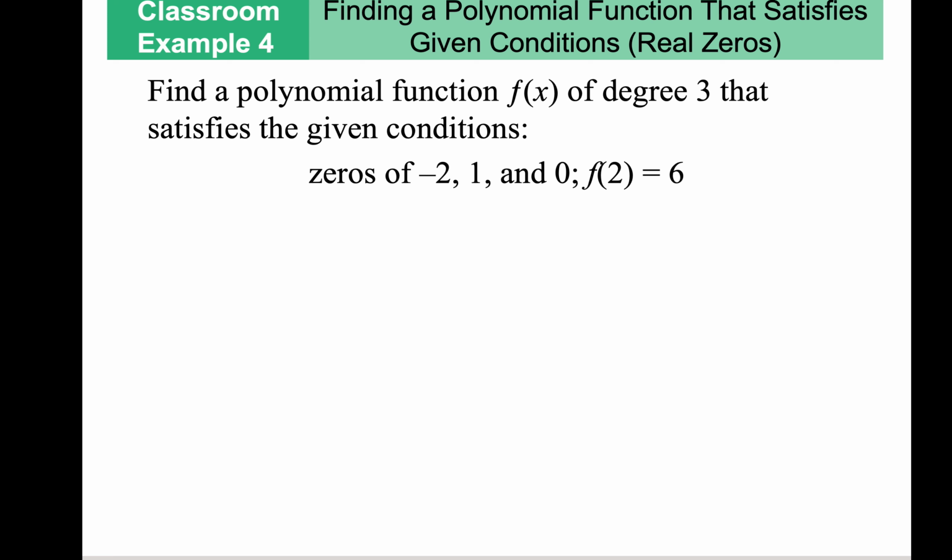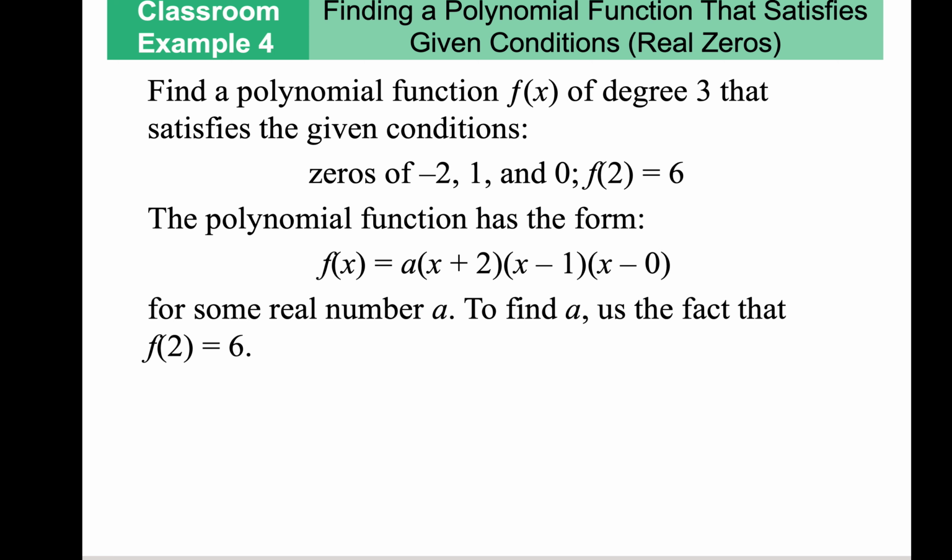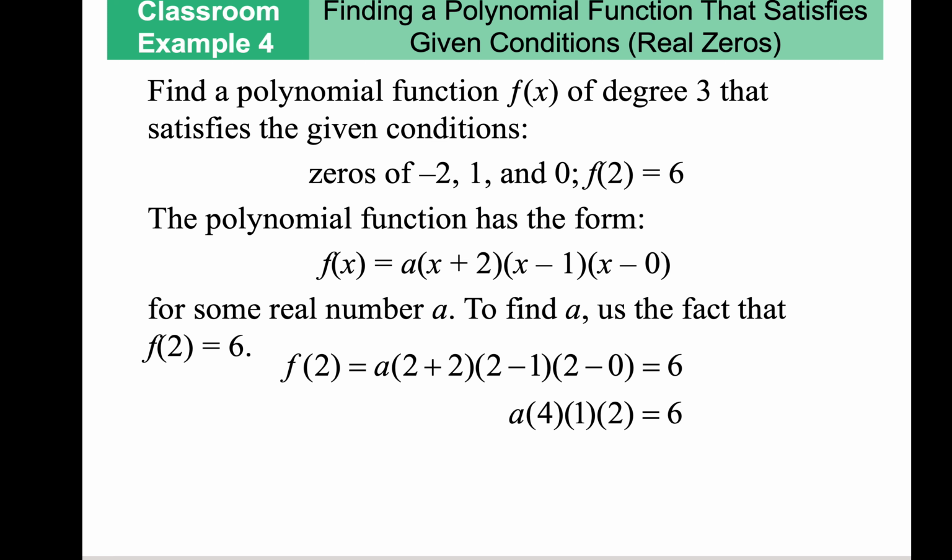So if I wanted to have the zeros of -2, 1, and 0, that means I'm going to put it into x plus 2, x minus 1, x minus 0. Then I'm going to have to solve for this a value. When I replace x with 2, I find that a is going to be 3/4.